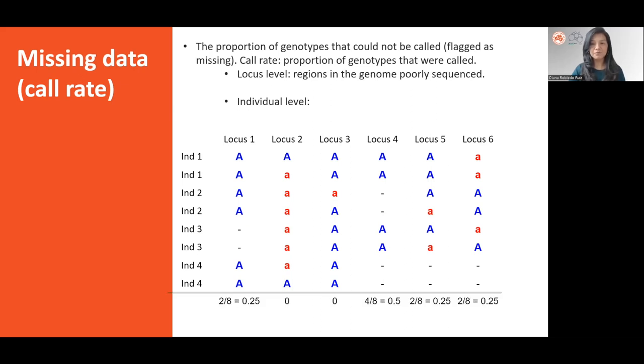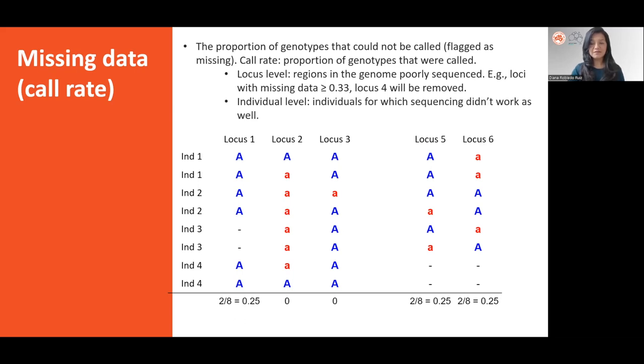So in this example, the first locus has missing data equal to 0.25, which means that this locus is missing in a quarter of the individuals. The missing data in the second locus is zero, same in the third locus. In the fourth locus, missing data is 0.5, which means that this locus is missing in half of the individuals, and so on. So if we set a filter to remove loci with missing data equal or greater than 0.33, a third of the individuals, locus 4 will be removed.